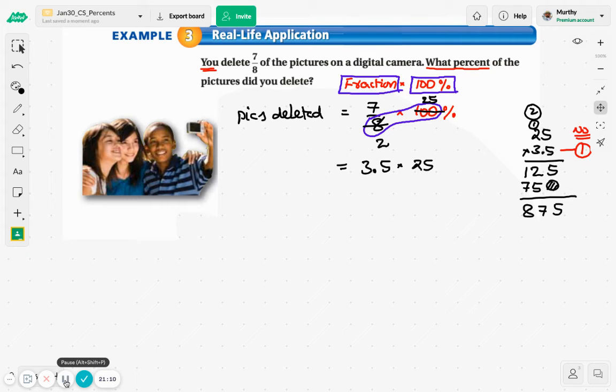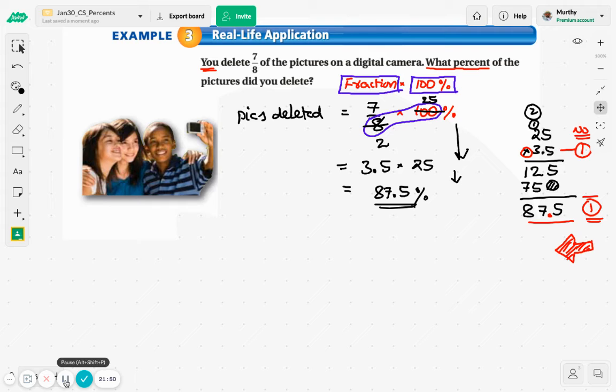When you multiply, please remember you have to sum up the number of decimal places. So one digit. Don't forget when you are placing the decimal point, you have to count from the back. So it is 87.5. Just now I multiplied 3.5 times 25 and got 87.5. My bad, I forgot to carry the percentage symbol. So the answer is 87.5%.